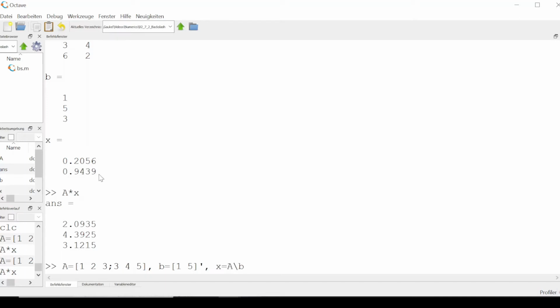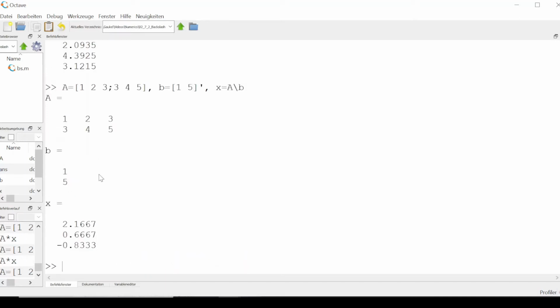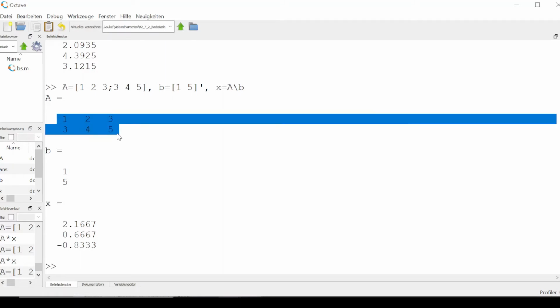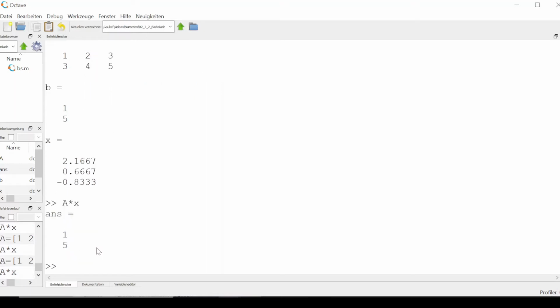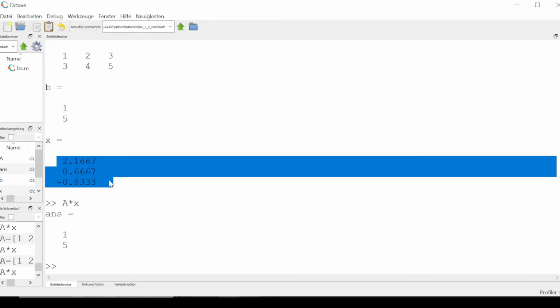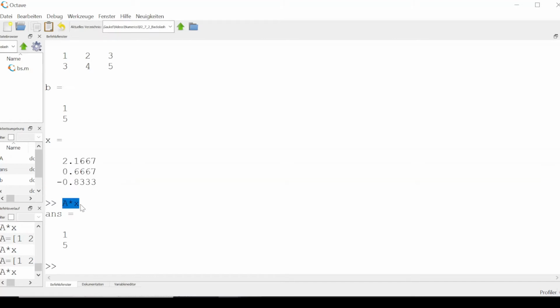Okay, once again the backslash. Now we have an underdetermined system, so we have only two equations and three unknowns. Then the Matlab command backslash gives us that solution. Is that really a solution? Yes, this time it is a solution, but there are infinitely many solutions. Instead of this solution, there would be a bunch of solutions, which all give A times x is 1, 5. And following some criteria, one of these infinitely many is chosen.